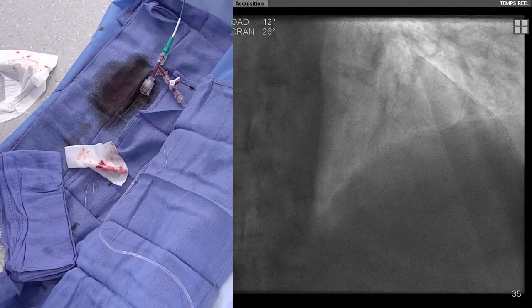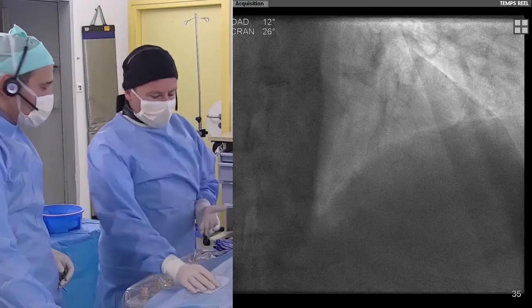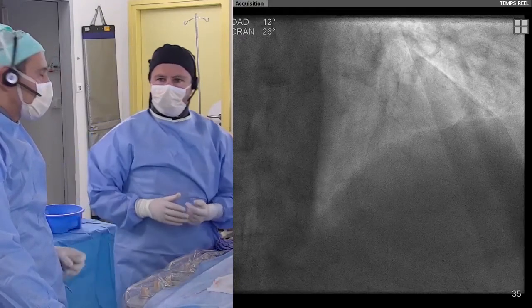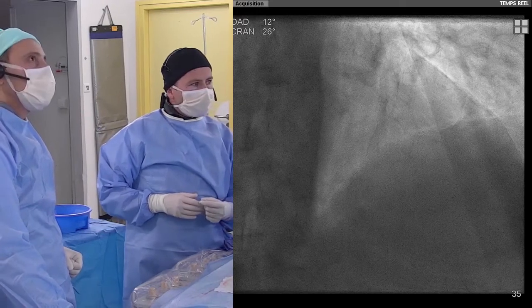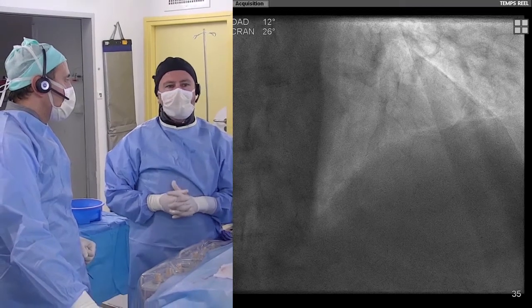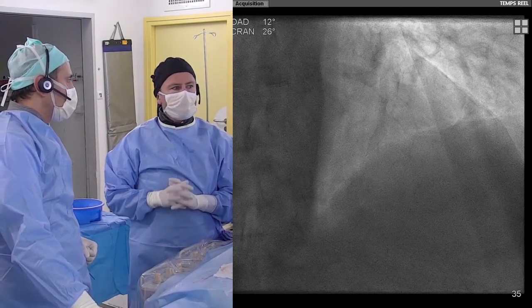What would be your first choice? The ratio must be less than 0.6. You can see the distal LAD is about 3 millimeter in the IVUS, so I think a 1.5 millimeter burr will be a good option.